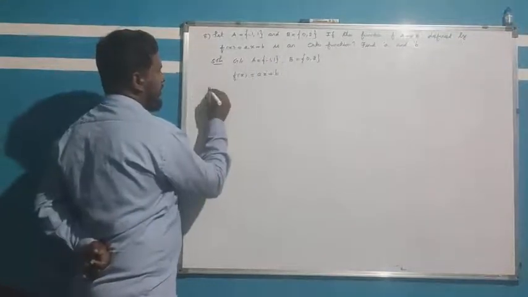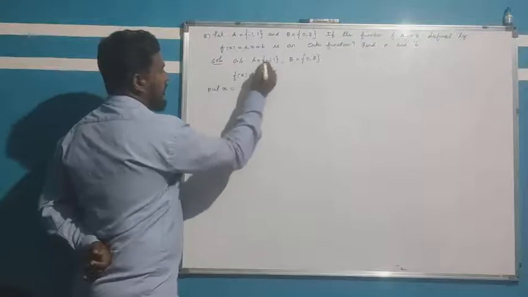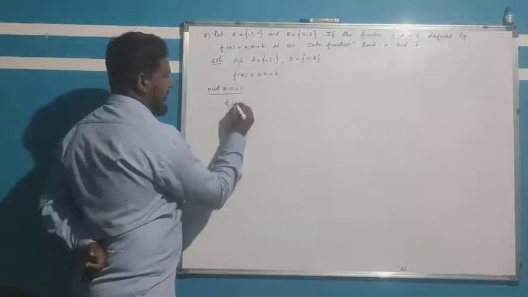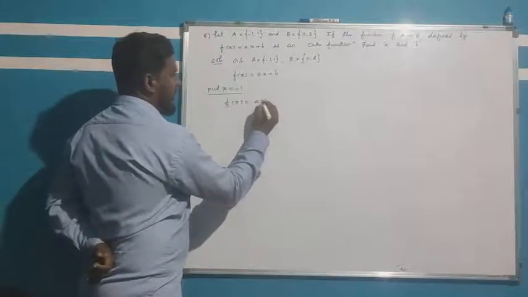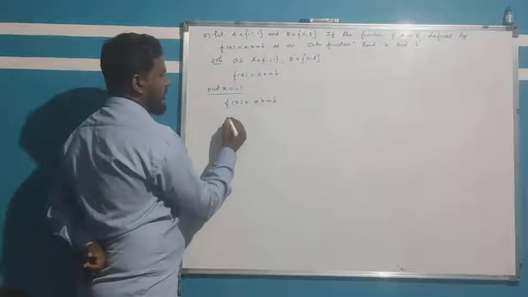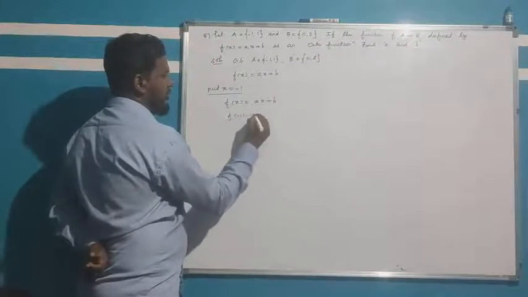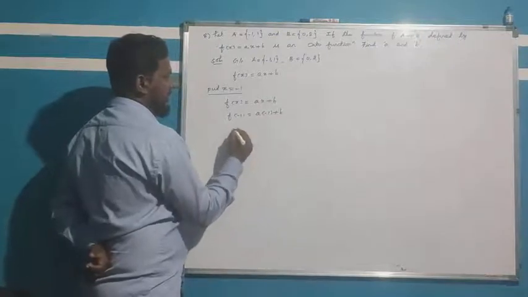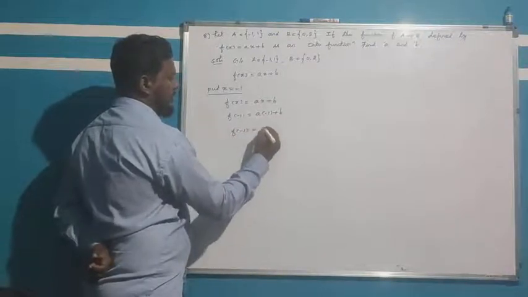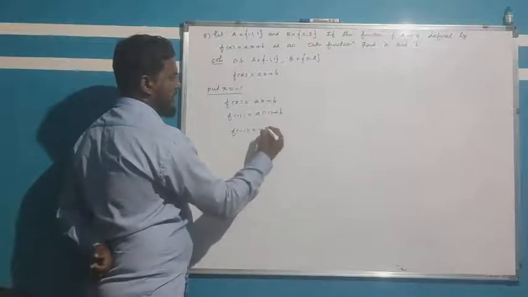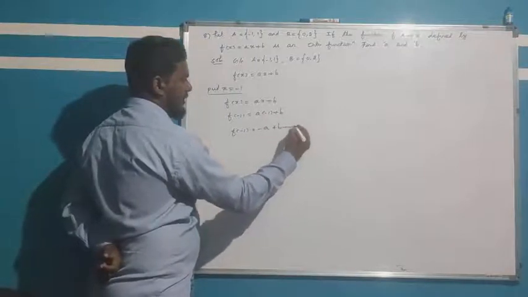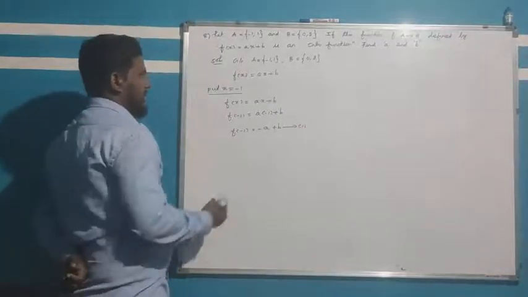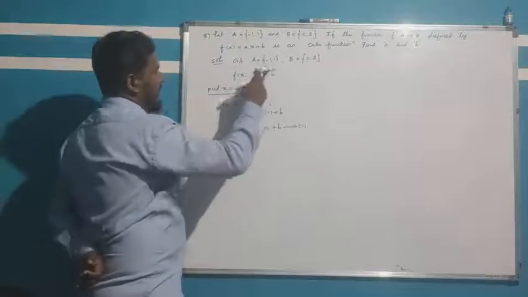So put x = -1 and substitute in f(x) = ax + b. f(-1) = a into -1 plus b, so f(-1) = -a + b. This is equation number 1.